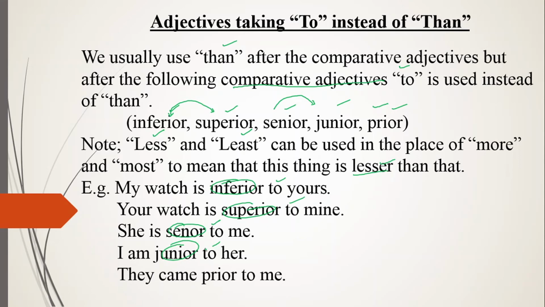Last example we have: "They came prior to me." They came before me. So for that we will be using prior, and after that, it will be followed by "to", not by "than". So these are the adjectives which can be followed by "to" instead of "than".